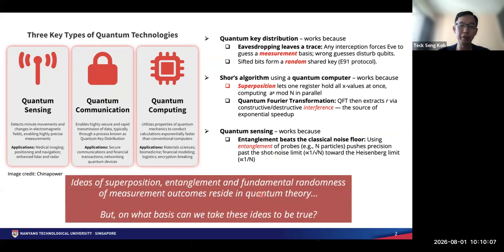So these ideas of superposition, fundamental randomness, entanglement, and so on, they all reside in quantum theory. But as you know, a scientific theory is only good if there is evidence that it is true. So on what basis can we take these ideas to be true? This is the big question that I hope to explore with you in today's short talk.